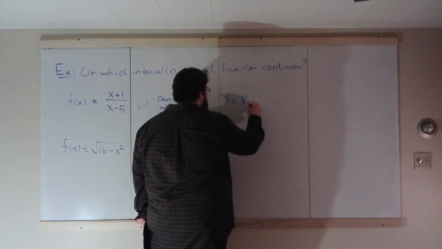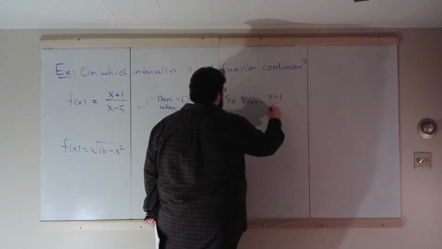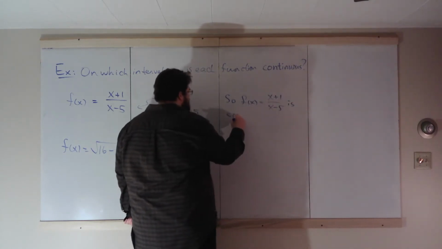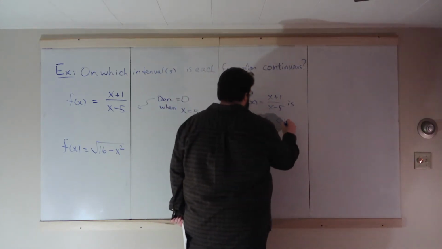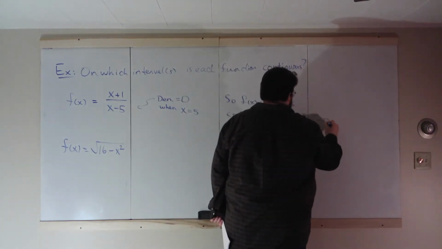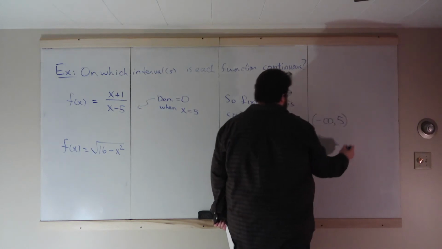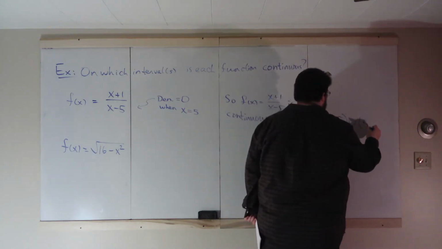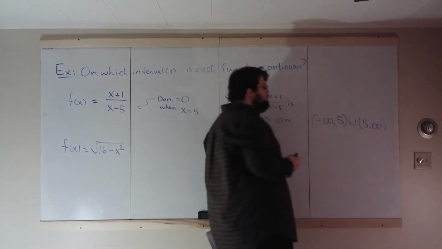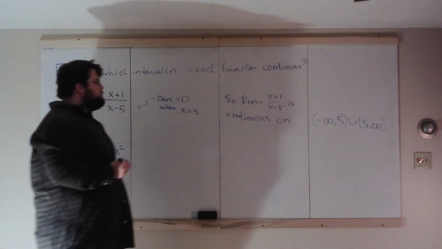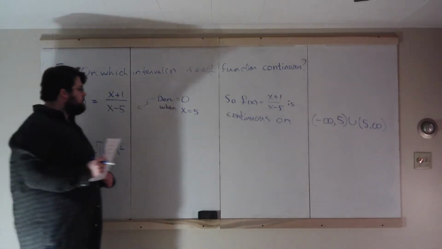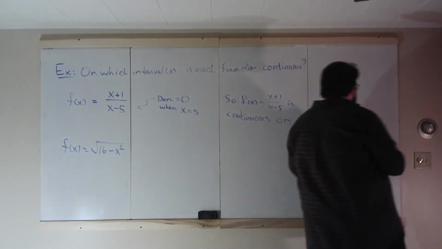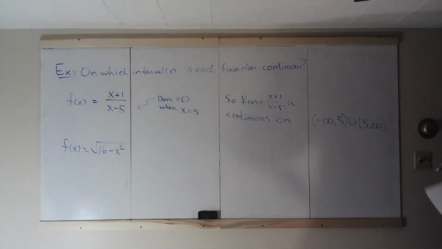So f of x equals (x plus 1) over (x minus 5) is continuous everywhere except 5. So on negative infinity up to 5, jump over 5, and 5 to infinity. This would be an infinite discontinuity. You could use a limit argument because you get a number over 0 at 5, but we won't do that now. So this is continuous on those intervals, everywhere but 5.